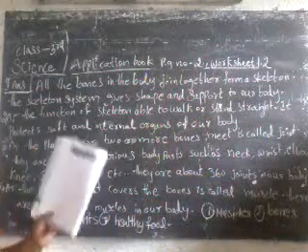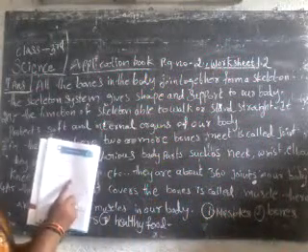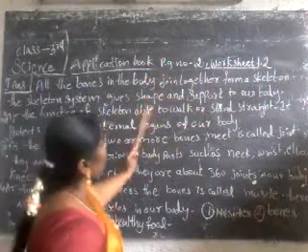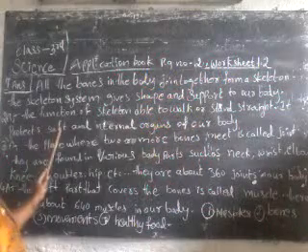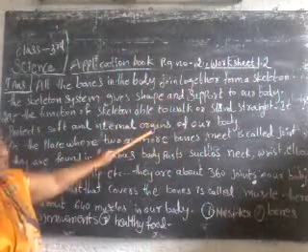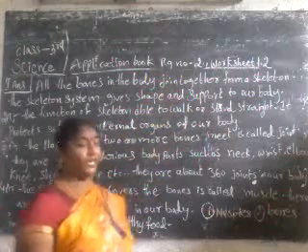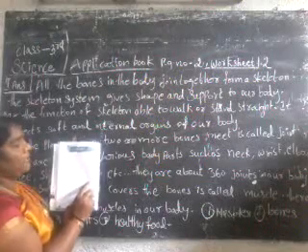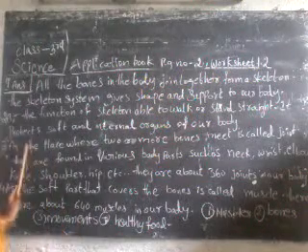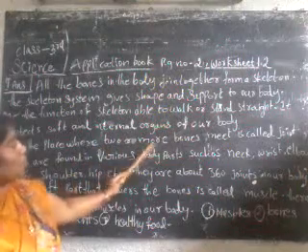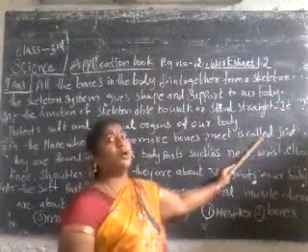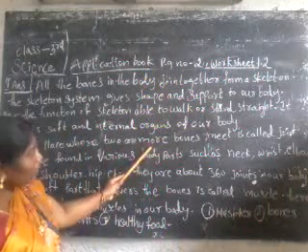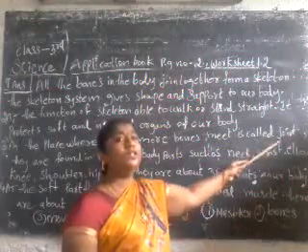Second question is, what is the function of the skeleton in the human body? The function of the skeleton is to help us walk or stand, and to protect the internal organs of our body. Next, third question. Define joints. The place where two or more bones meet is called a joint. The place where two or more bones meet is called joints.